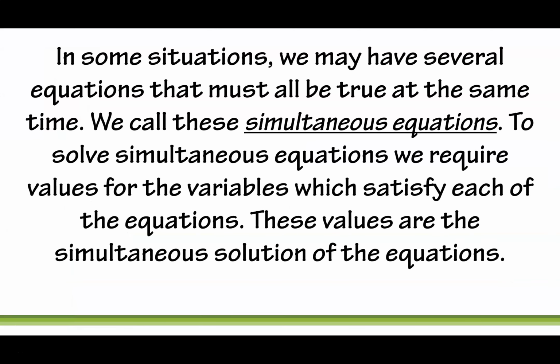In some situations, we may have several equations that must all be true at the same time. We call these simultaneous equations. That's because they're all happening at the same time. To solve simultaneous equations, we require values for the variable which satisfy each of the equations. These values are the simultaneous solutions to the equations. So we're looking for where the straight lines cross.